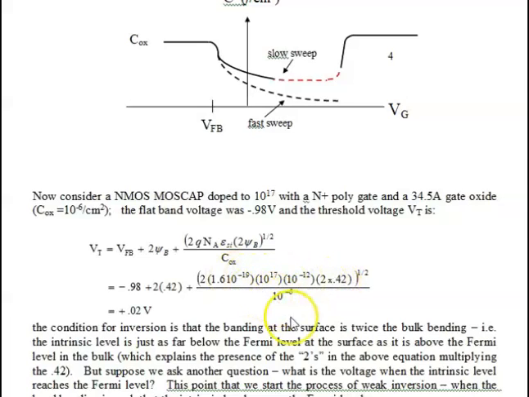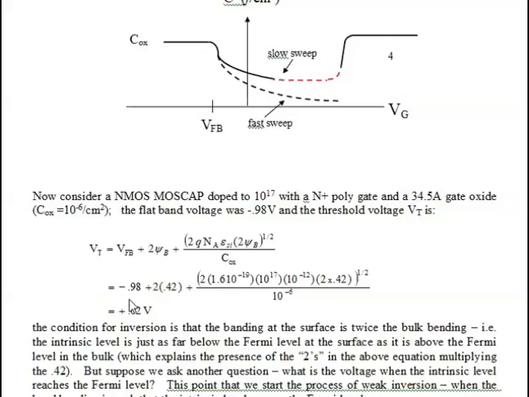The Cox is a very nice value, 10 to the minus 6. The doping is 10 to the 17th. The silicon permittivity is about 10 to the minus 12. This is rounded off, but close enough for government work. And we have the 2Q. So we find a very low value of threshold, and that's probably a good thing. We don't have to work very hard in our gate voltage. Only a gate voltage of plus 0.02 volts sends this thing into strong inversion.